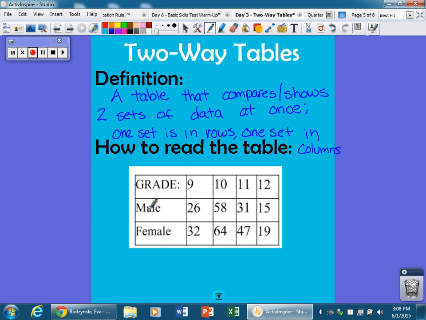Okay, so now this is saying that 26 of the 9th graders are male. 32 of the 9th graders are female. There are 31 males who are in 11th grade. The one thing that you need to do with your table, in case it's not there, because it's easier to answer all these questions, is have a total column. So that's what you're going to do right now.